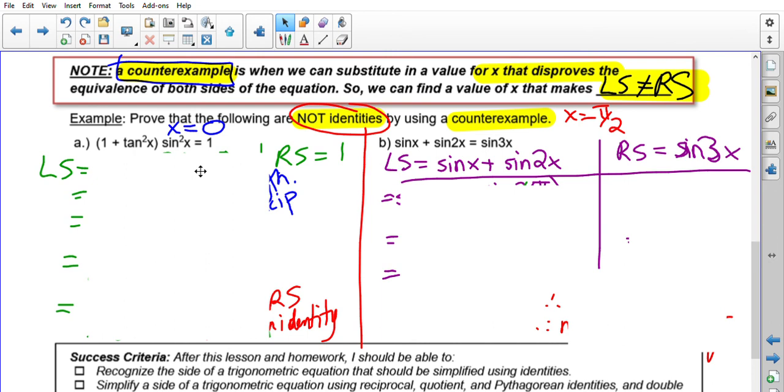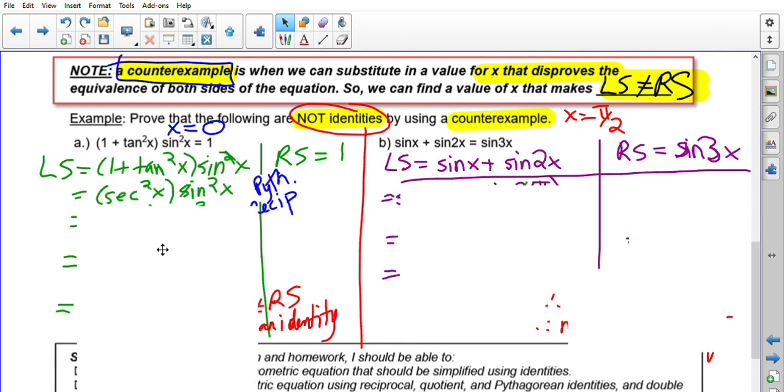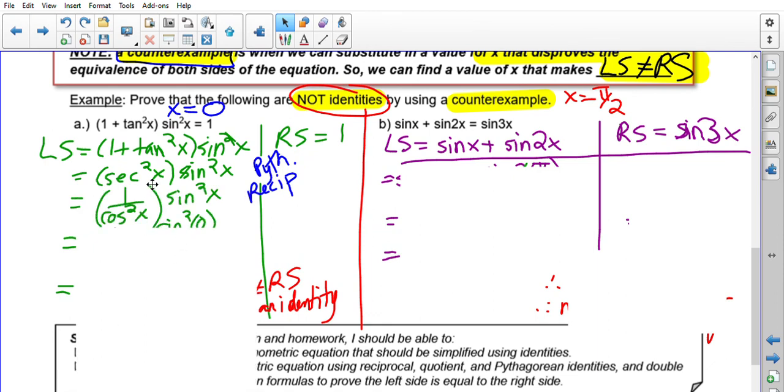Again, you might have to try a few values. So I decided to sub in x equals 0. So when I sub in x equals 0 for the left side, that's our left side. There's a few things you can do first, by the way. If you want, you can simplify it first using identities, but it does not matter. For example, I rewrote 1 plus tan squared x as secant squared x, and then I rewrote secant squared x as 1 over cos squared x. For this one I used the Pythagorean identity, and then I used the reciprocal identity here.